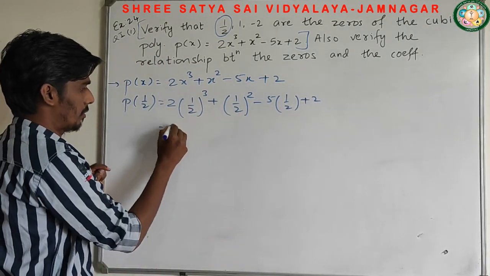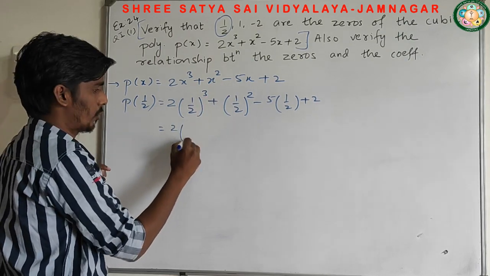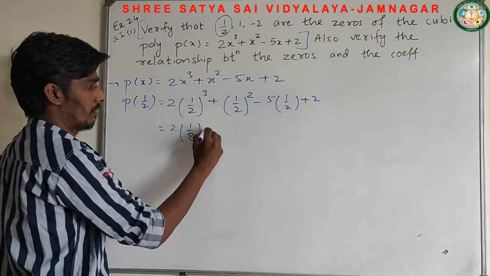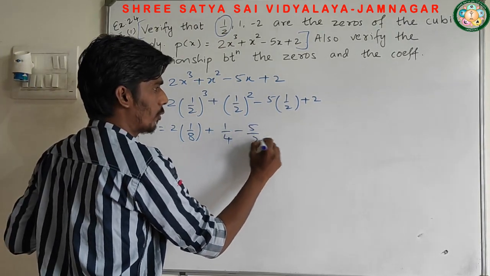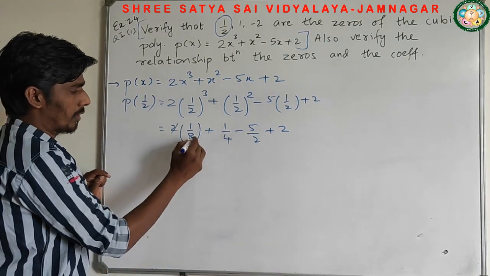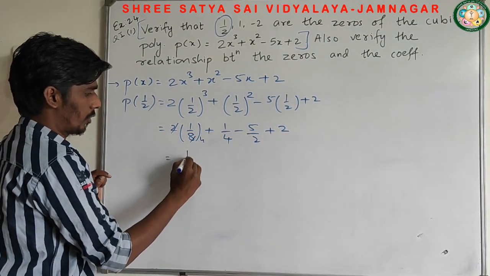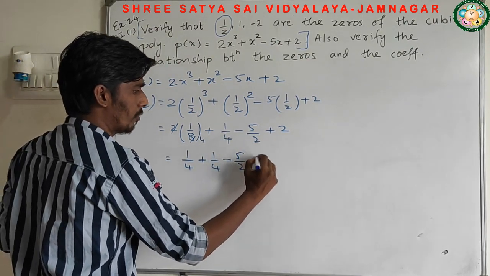Open all the brackets. So 2, you can't cancel this 2 and 2 because it's power 3. So it becomes first 1 by 8, 1 by 4 minus 5 by 2 plus 2. Now we can cancel this. 2 will cancel 8 four times. So it's 1 by 4 minus 5 by 2 plus 2.